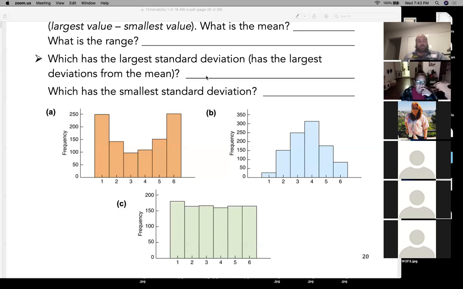So which one of these 3, A, B, or C, has data which is closest to the mean? Say B. B, right? In B, it's high near the mean and it tapers off on the sides. So that while there are some that are far away, there's a lot that are close. So that's going to have the smallest standard deviation. And which one's going to have the largest standard deviation?